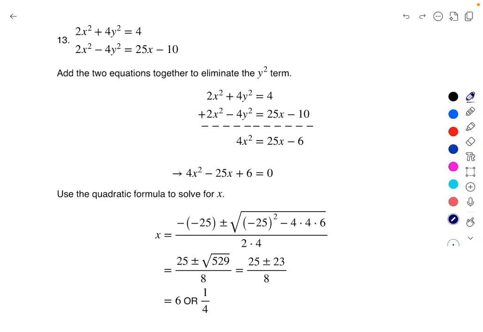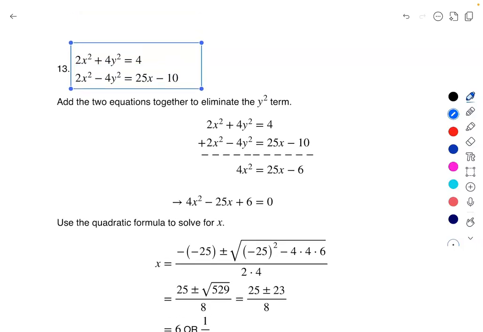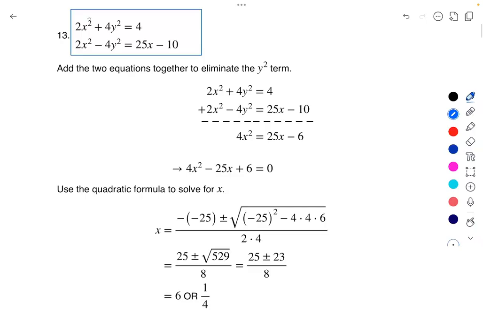Folks, I had a question coming out of section 7.3, number 13, where we're asked to solve this nonlinear system of equations. I say it's nonlinear because the x variables are squared and the y variables are squared. I don't need both variables to be squared, but they just happen to be in this case. So, nonlinear system of equations.